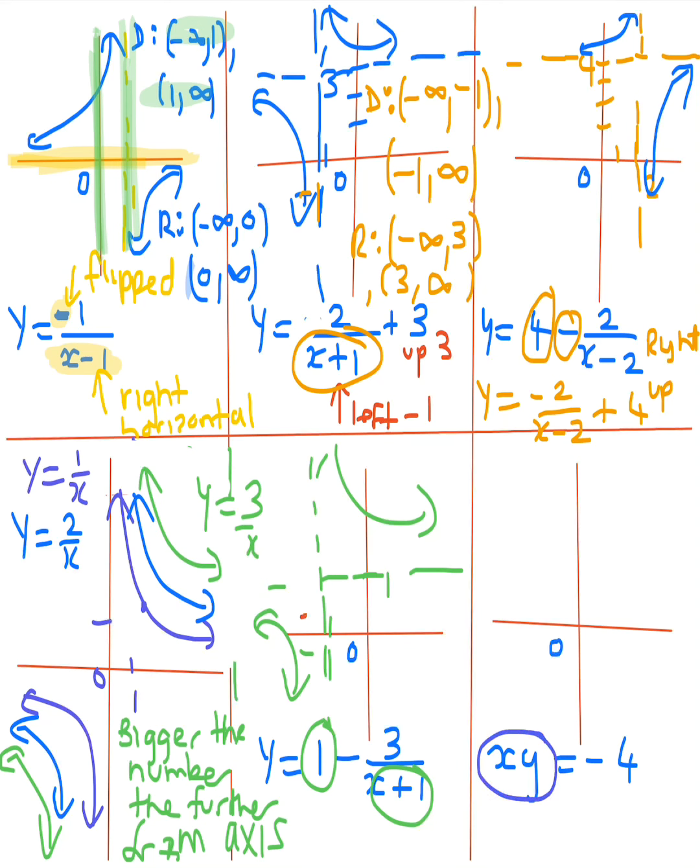And then just the last one here. I just want you to see that if it's in this form, x times y equals minus 4, if you just divide both sides by x, then you can see you're just going to have your basic form of your hyperbola. You're just going to have y as minus 4 over x, which is just your negative hyperbola. This hasn't shifted anywhere, and it's just on that side.